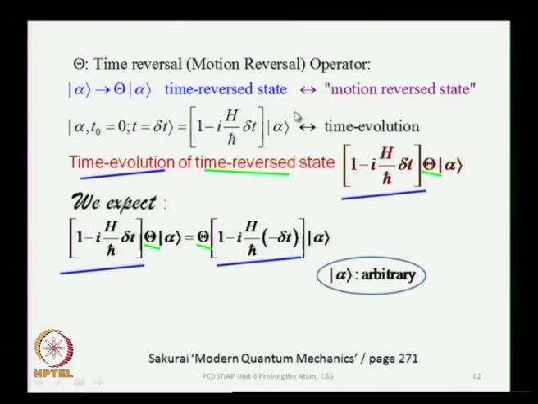So, what we expect is that if motion reversal is to mean what we expect it to mean, then theta operating on alpha will give you the time reverse state, and on the time reverse state, if you now operate by the time evolution operator, the result should give you the same state as you would get if you were to operate on alpha by the time evolution operator, but through a time interval minus delta t first, okay, and then reverse that state.